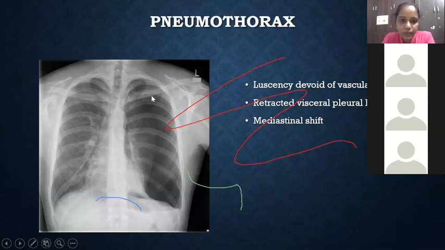If it is a tension pneumothorax, then the whole of the lung will be collapsed, and there will be shift of the mediastinum. The patient will present with breathlessness, which may need a needle decompression.